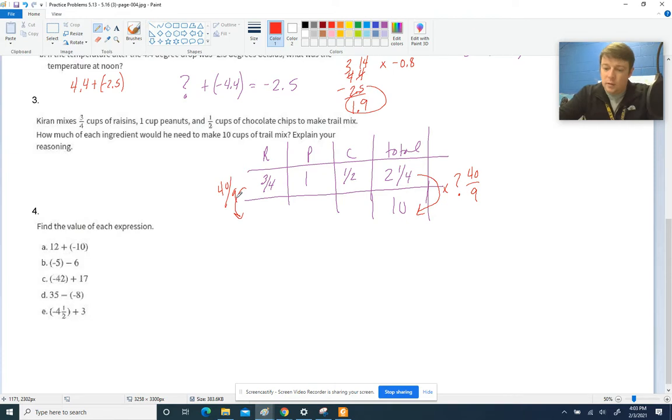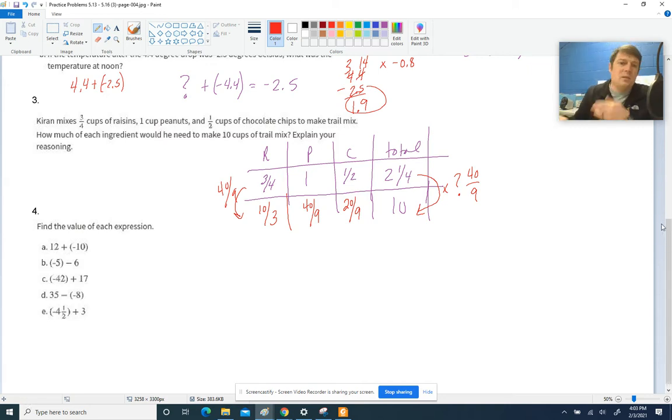So let's get started. 40/9 times 3/4. That's 10/3. You need 10/3 cups of raisins. That's easy enough. That'll be 40/9. A half times 40/9 would just be the same as multiplying the denominator by 2. So that would be 40/18, which is 20/9. And that combination would create 10 and keep your ratios the same.